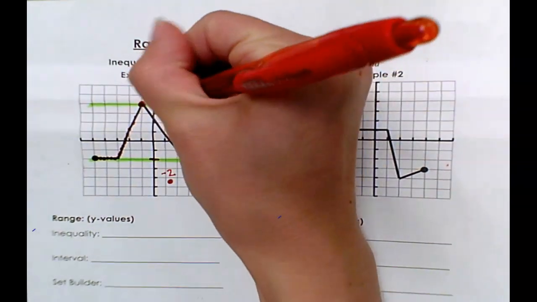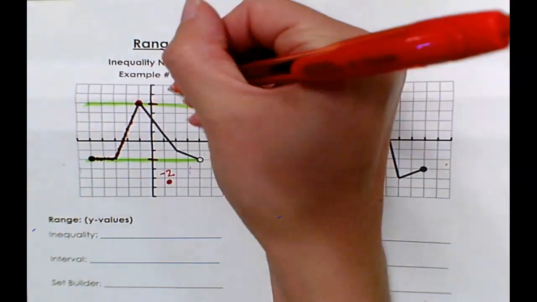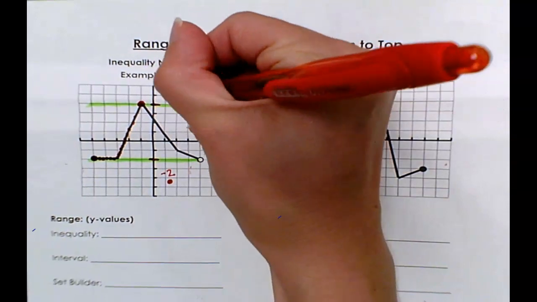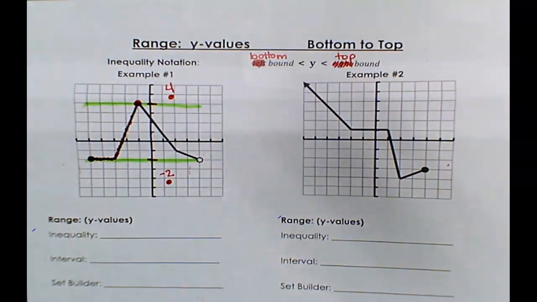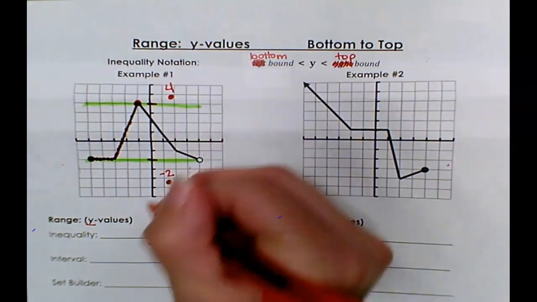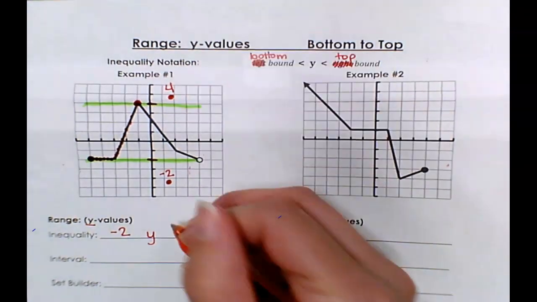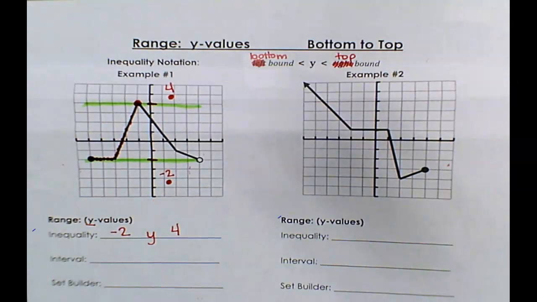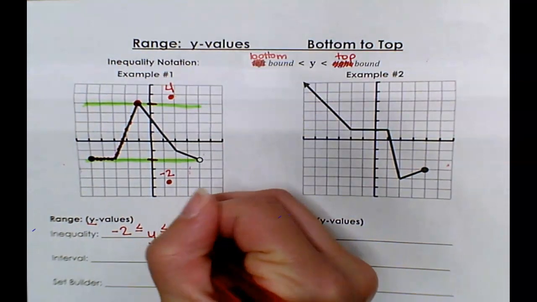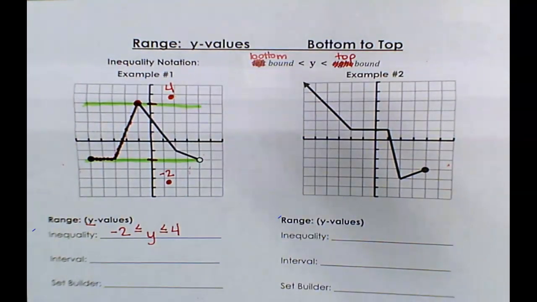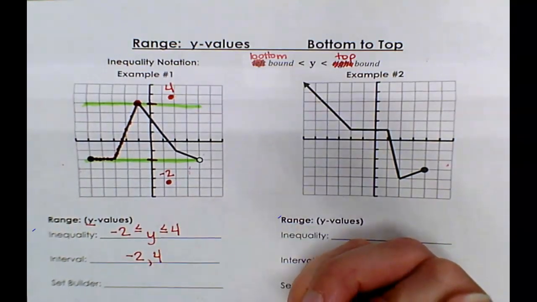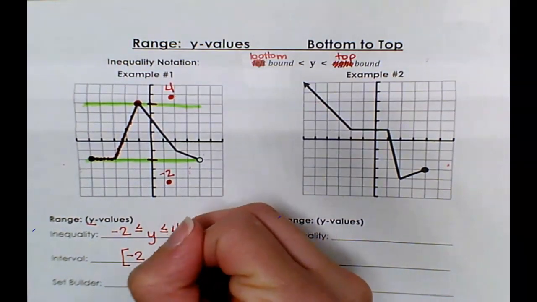Up here, here's my y value, 1, 2, 3, 4. And we talked about how if there's no open or closed point, you consider it closed. So for my range, my y values, well, my y values are between negative 2 and 4. So from my least to my greatest value, both of these are closed boundaries, so I'm going to use less than or equal to in both cases. My interval is from my bottom boundary to my top boundary. Both boundaries are closed, so I use brackets.